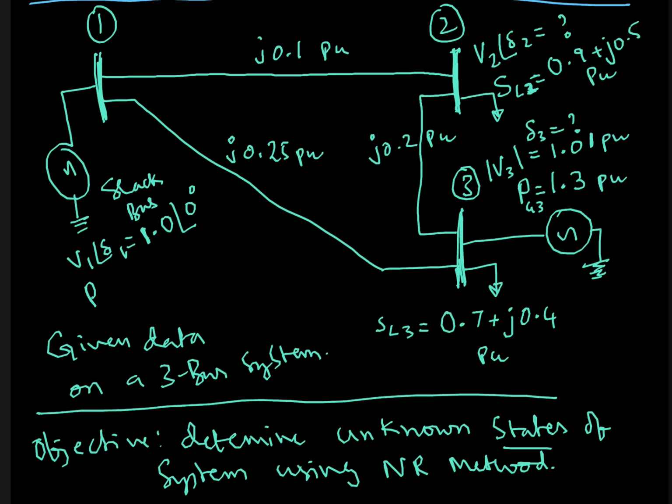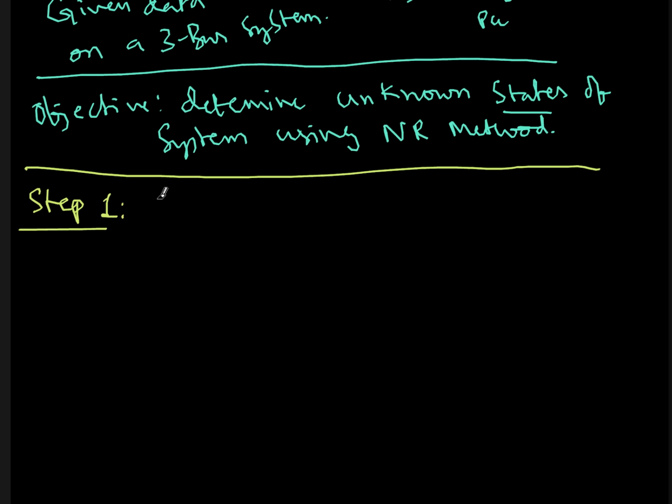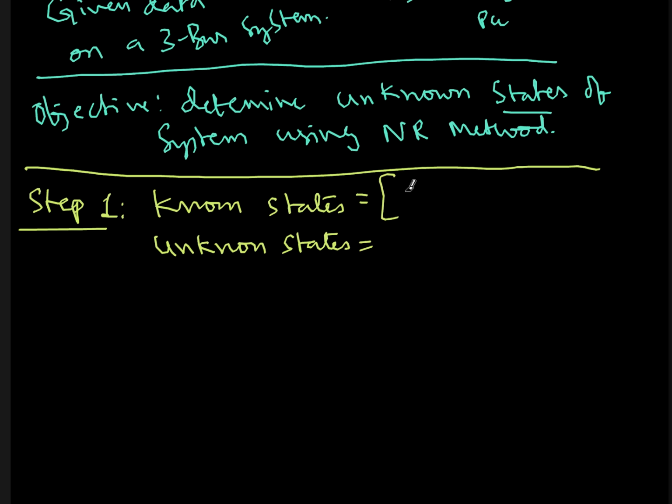For the solution, I'll begin by listing out known states and unknown states. So known states are: I know delta 1, I know V1, and I know V3. Why do I know delta 1 and V1? Because it is a slack bus. And why do I know V3? Because it is a generator bus. What I don't know is delta 2, delta 3, and V2.